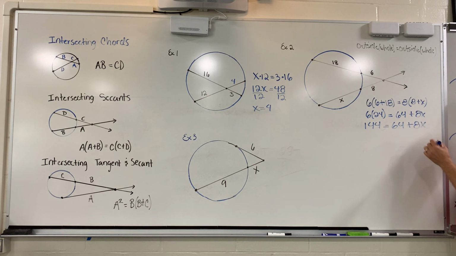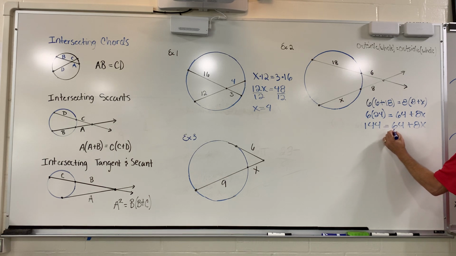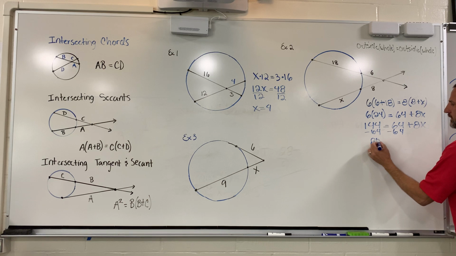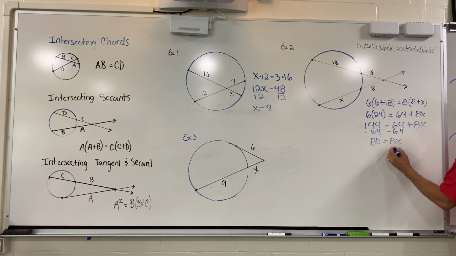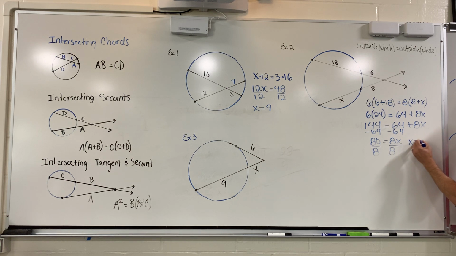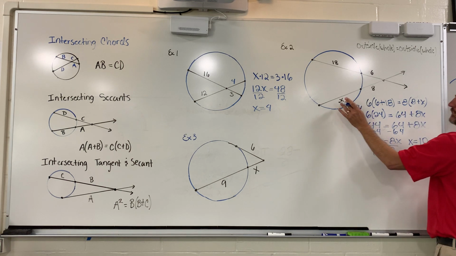And then again, bring it down. Well, it's just a two-step equation at this point, because I've multiplied it out. All I need to do is minus 64 from both sides, and I get 80 equals 8x. Divide by 8, x is equal to 10.